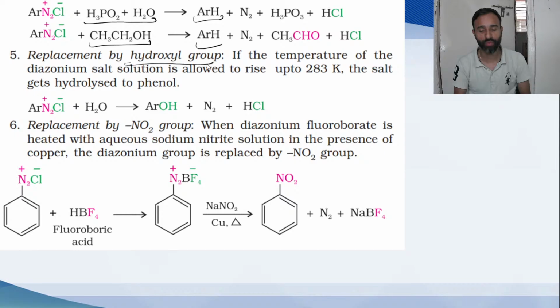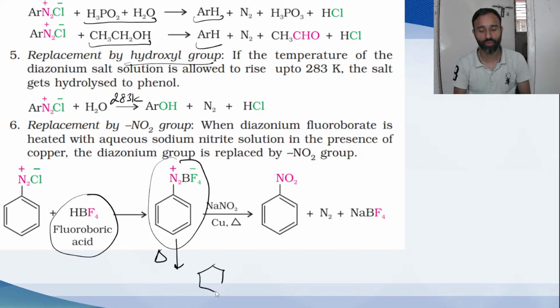Replacement with hydroxyl group: just treat with water and raise the temperature up to 283 K, instead of 273 to 278 K, just raise a few Kelvin. The salt gets hydrolyzed to phenol. With fluoroboric acid, again we get the same product. If we heat it, we get fluorobenzene, and if we treat it with NaNO2 and copper, we get nitrobenzene.